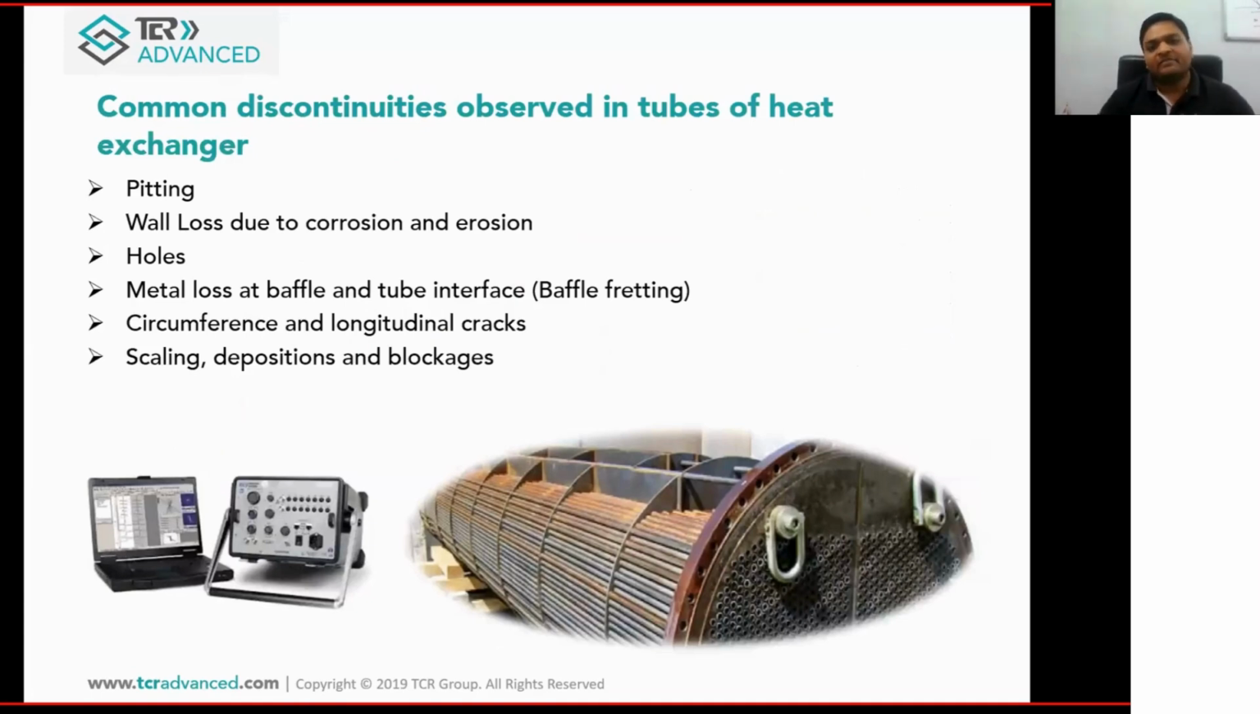Then heat exchanger tubes are very critical and widely used in all petrochemical plants, power plants, and fertilizer plants. The generally observed defects are pitting, wall loss, holes, metal loss at the baffle and tube interface, circumferential and longitudinal cracks, scaling deposition, and blockages.